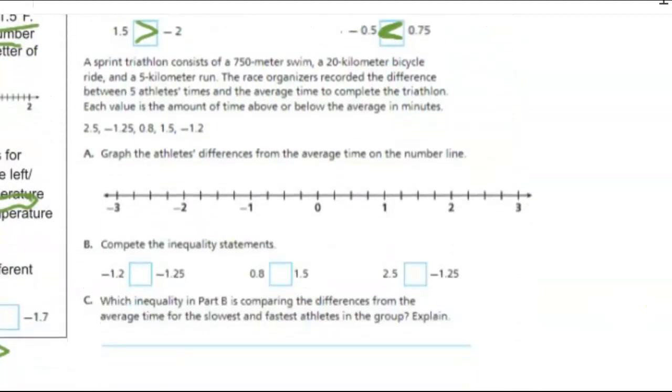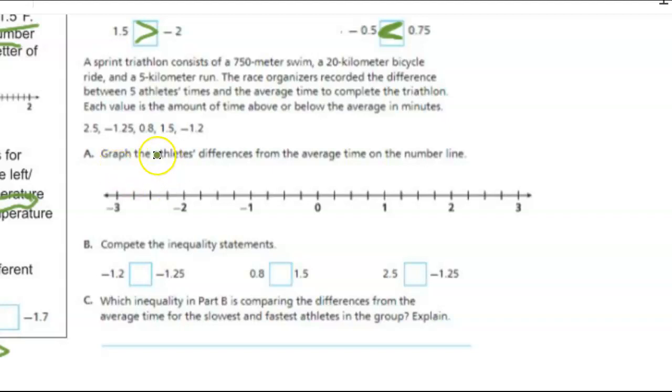Okay. Next one is all in one question. A sprint triathlon consists of a 750-meter swim, a 20-kilometer bike ride, and a 5-kilometer run. The race organizers record the difference between 5 athletes' times and the average time to complete the triathlon. Each value is the amount of time above or below the average in minutes.